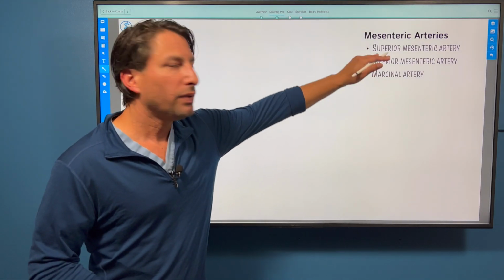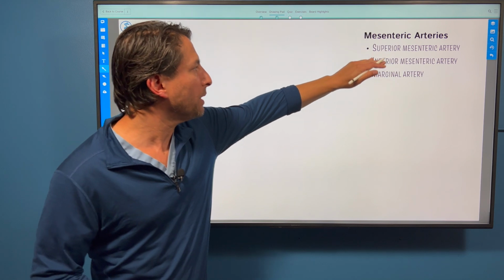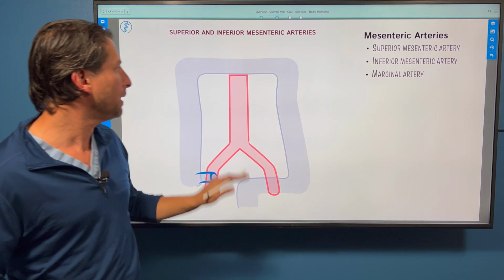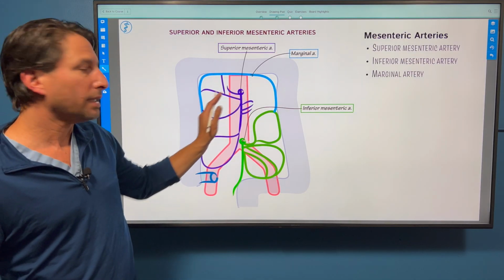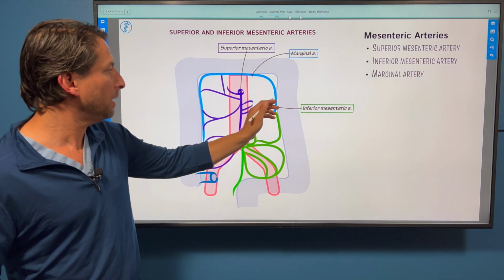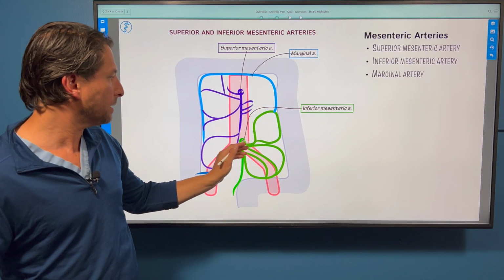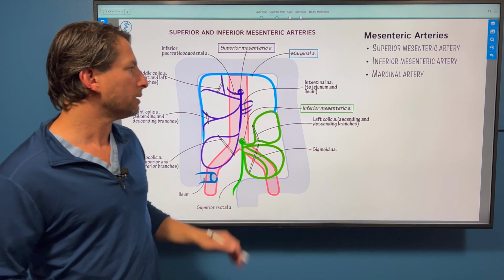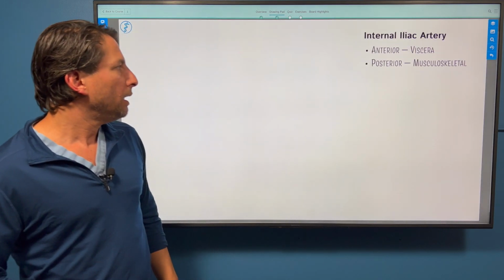Mesenteric arteries, a few to point out. This will be a simple diagram. Superior mesenteric artery, inferior, and then marginal artery. Superior mesenteric here, marginal here, and then inferior mesenteric here. So simple tree structure there, and then this is additional vasculature.